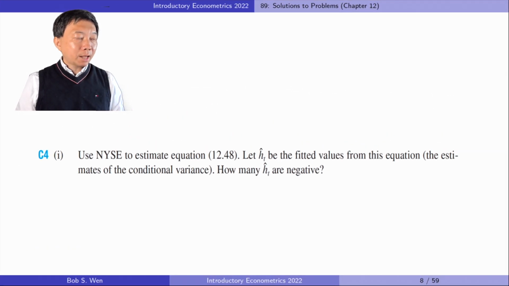Let's solve computer exercise 4. In Part 1, estimate equation 12.48. Let h_t hat be the fitted values from this equation. How many h_t hat are negative?